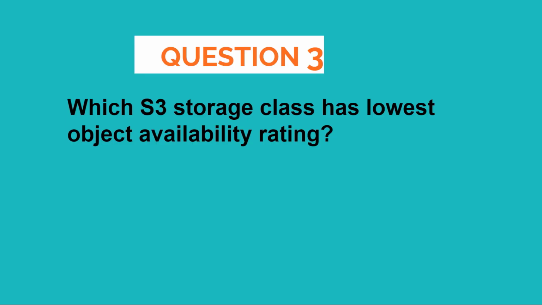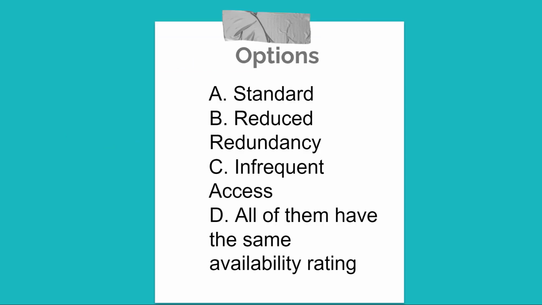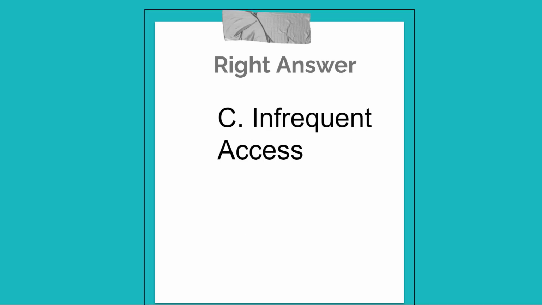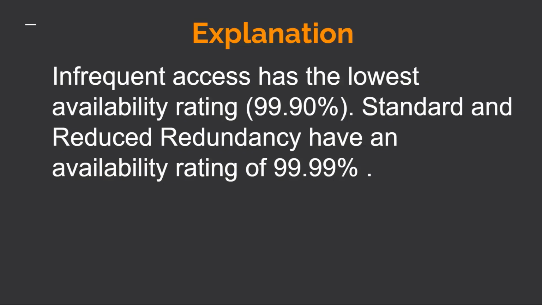Question. Which S3 storage class has the lowest object availability rating? Option. A. Standard, B. Reduced redundancy, C. Infrequent access, D. All of them have the same availability rating. Right answer is C. Infrequent access. Explanation. Infrequent access has the lowest availability rating, 99.90%. Standard and reduced redundancy have an availability rating of 99.99%.